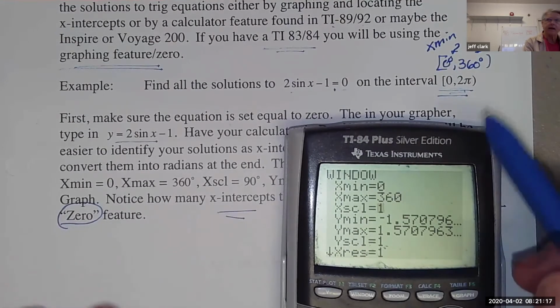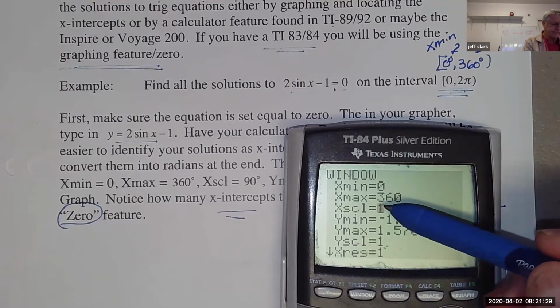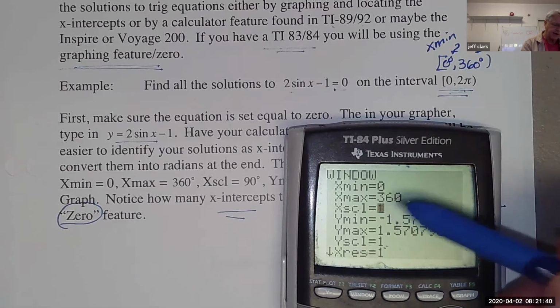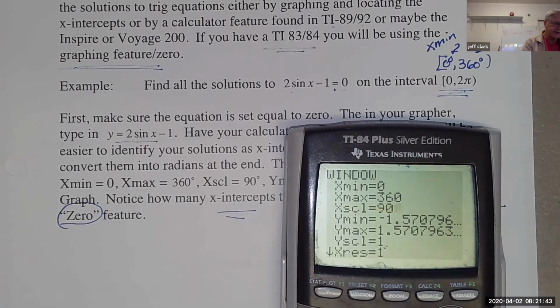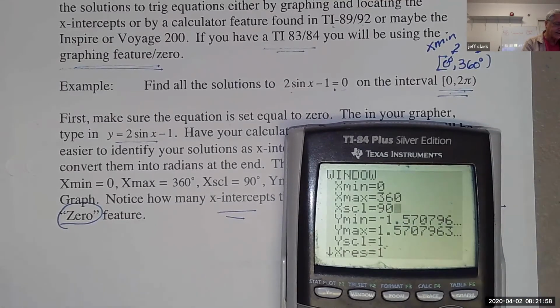Now the scaling here is just a helpful marker as you go along. You don't want to put 1 degree because you're going to have 361 tick marks on the x-axis. You don't want that. I'll go 90. That means at 90 degrees and every multiple of 90 degrees after that, you're going to have a tick mark on your x-axis. So we'll just leave it like that, and you'll see what happens.